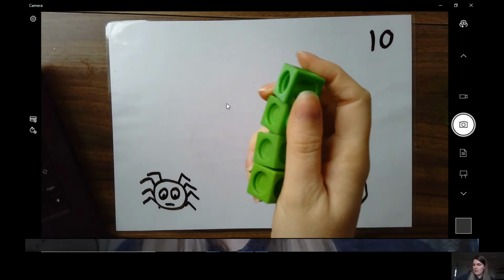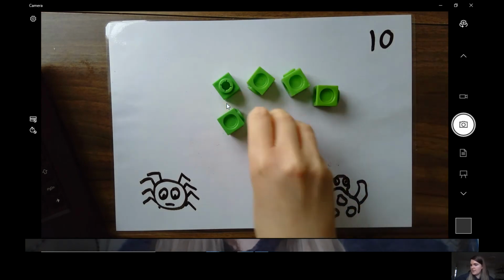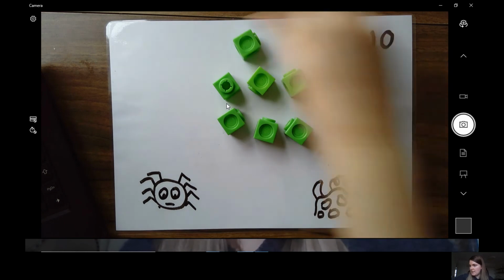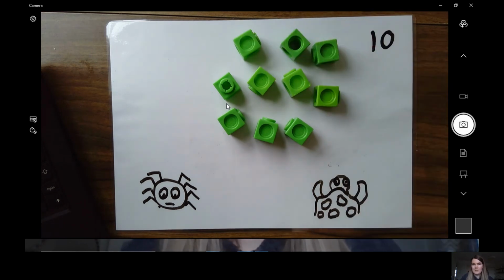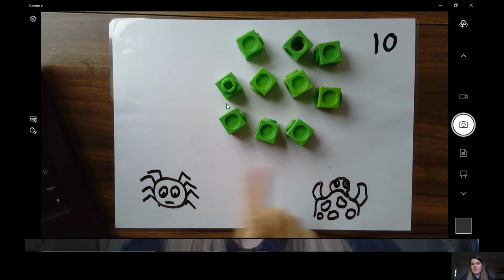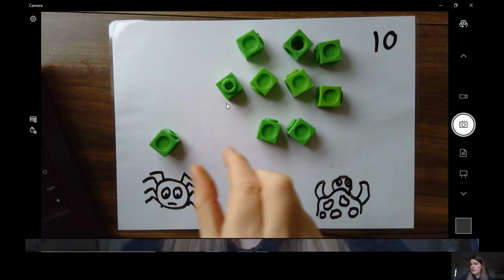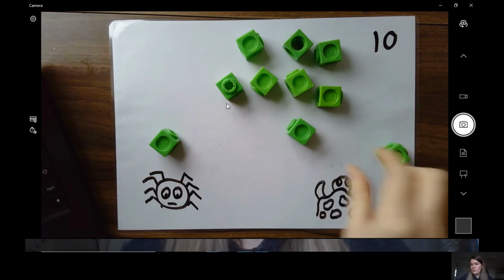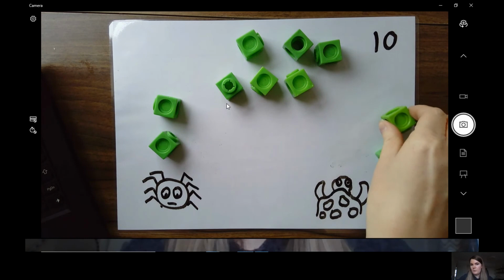We're pretending these are my cookies. 1, 2, 3, 4, 5, 6, 7, 8, 9, 10. Fantastic. I've got my whole number. Now I need to share it equally between the spider and the turtle. Okay, and I do that by doing 1 for me, 1 for you. 1 for me, 1 for you.